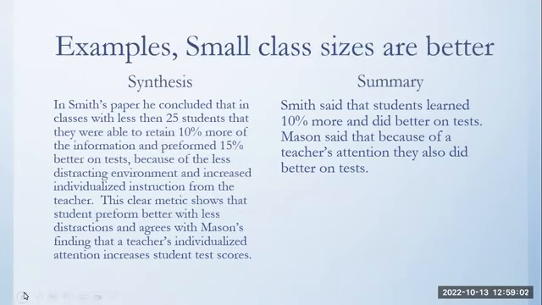Look at the sentences. Why is one a synthesis and one a summary? Because the summary hits on the main point. Main point, 10% did better. Main point, Mason's finding that teachers' individualized attention increases test scores. Mason said that because of teachers' attention, they also did better on tests. This is a very short way of saying this.